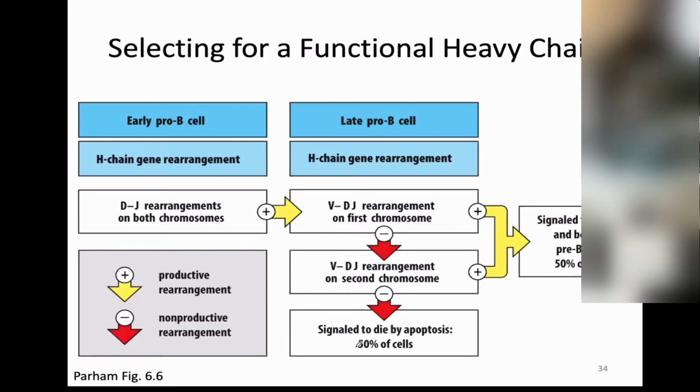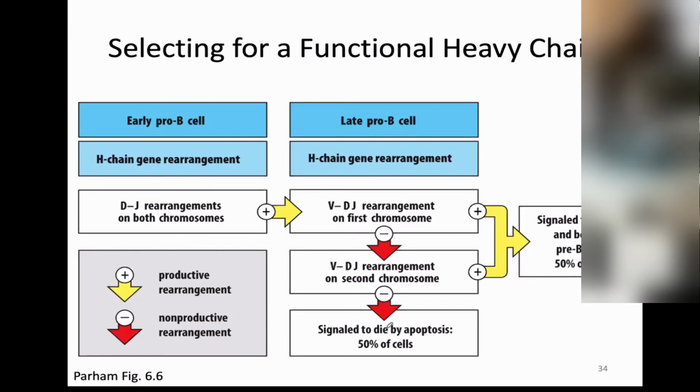There are a bunch of reasons why that cell might not make a functional heavy chain, why it might make a mistake during VDJ recombination. You can see that about half of the cells that are developing here don't make it through this process. So half of the B cells that you make that tried to develop are going to fail and are going to die because they mess up.